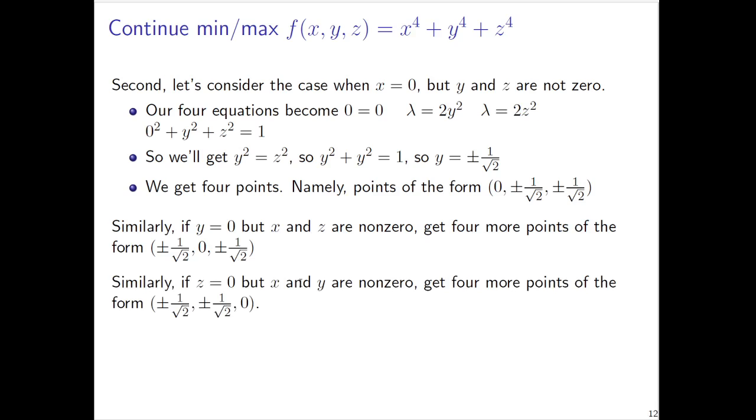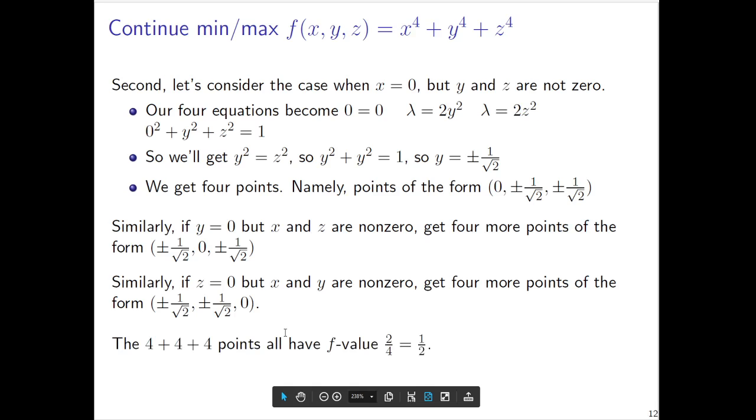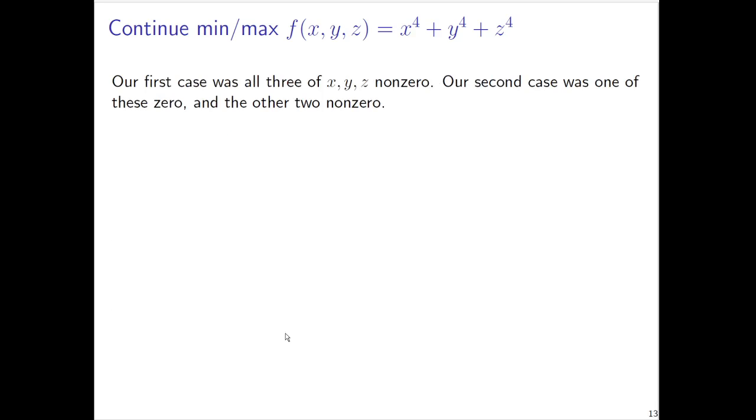And then similarly, if z is 0 but x and y are non-zero, you get 4 more points. So 4 points and 4 points and 4 more points, a total of 12 points. All 12 of the points here, if you run them through the function, x to the 4th plus y to the 4th plus z to the 4th, you're actually going to get the f value to be 2/4, or in other words, 1/2.